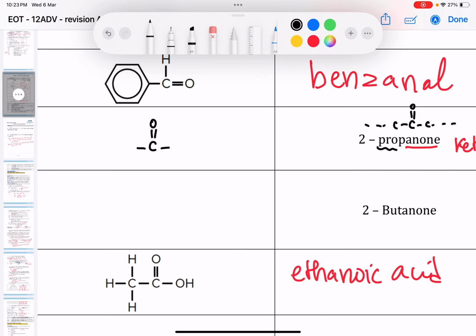Now it's a prop, and it says that this anone is on the second carbon. So here's the second carbon. This has to be the second. And the whole chain is made up of 3 carbons. So I have 1, 2, and that's the third. And I'm done. No branches in this one. Now I put the hydrogens.